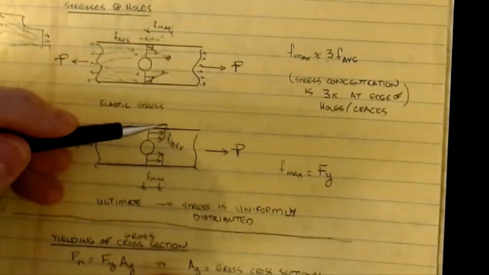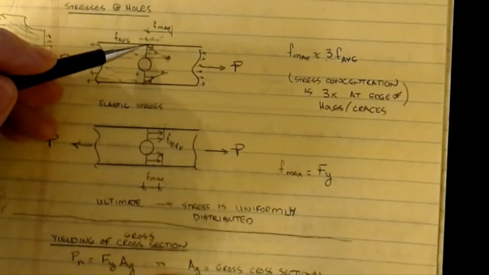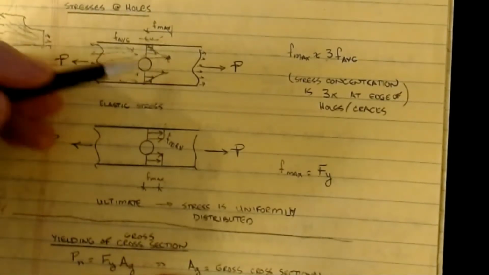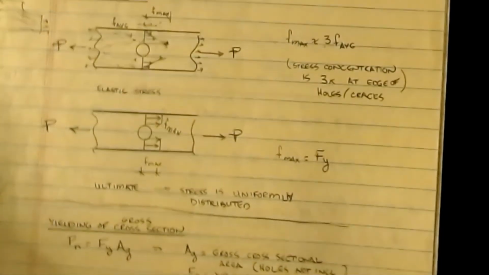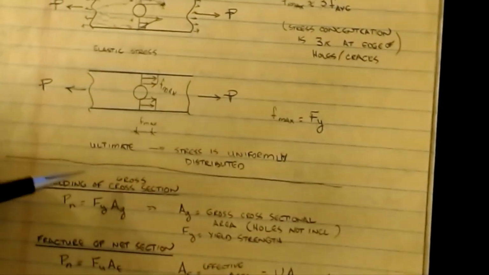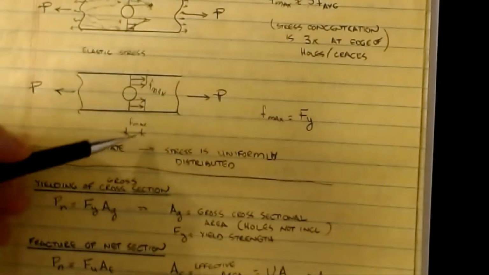And now it's the same everywhere. So what you've done is you've come across here, and I've underestimated this portion and overestimated this, but at the end the average is about even. Okay, and so what we're going to assume in AISC is that the ultimate stress is ultimately uniformly distributed over the section.